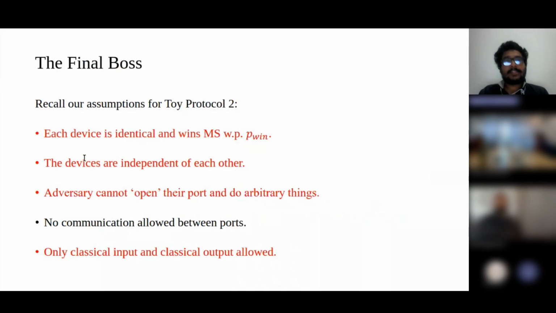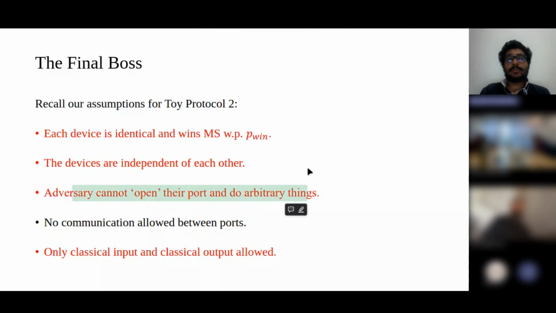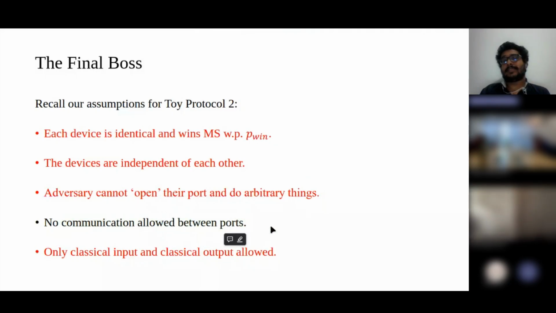And now let's see the assumptions that we made to get to this point. We made the assumption that each device is identical and wins with the same probability. We made the assumption that the devices are independent of each other. And the adversary can't really open their ports to do arbitrary things. And the no communication assumption always has to be there. It's not something you can really remove. And also only classical inputs and outputs. But again, this was kind of subsumed by the adversary can't open their ports or something.